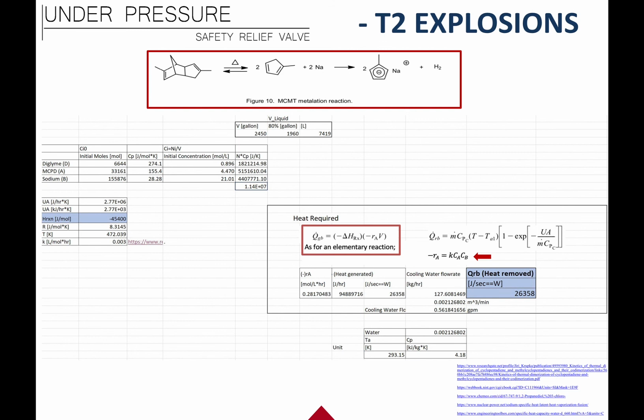The article we used lists the initial amounts of MCPD and diglyme used in the reaction. By dividing those values by the volume of the reactor, we were able to calculate the concentration at the end of the reaction. To calculate the heat removed, this equation was used: heat removed equals mass times specific heat times the temperature minus the initial temperature, times 1 minus the exponential of the overall heat transfer coefficient divided by mass times specific heat. After conducting our calculations, the value of heat generated is 2.6 times 10 to the 4th watts.